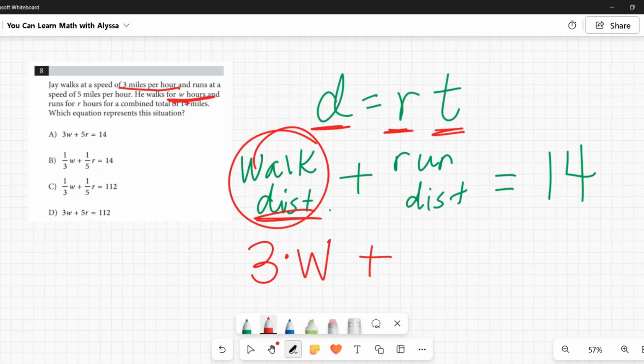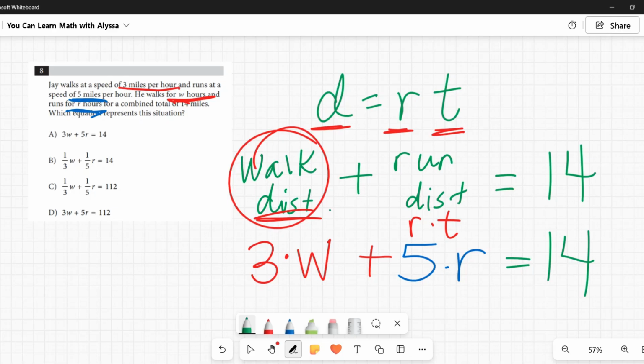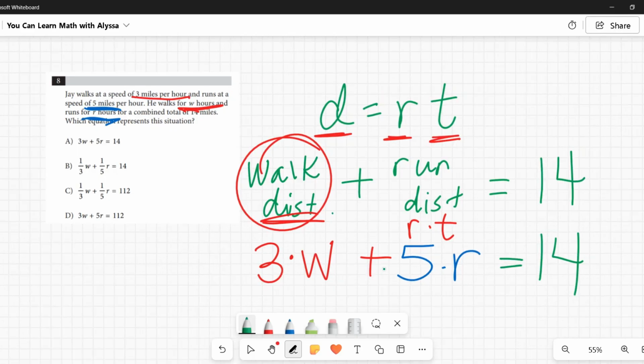So rate times time, 3 times W, is the same as the walking distance. Now the running distance, same thing. The rate that he was running times the time that he was running is equal to the distance that he ran. The rate that he ran was 5 miles per hour, and the time that he was running was R hours. So 5 times R. And then together, those two distances together equal 14. And we have our equation, 3W plus 5R equals 14.